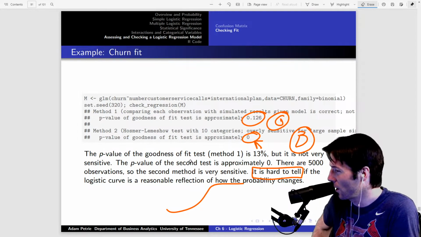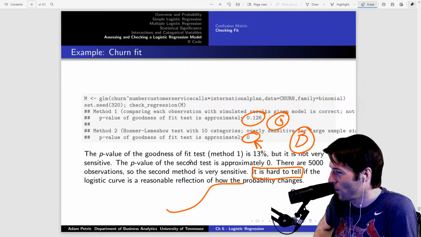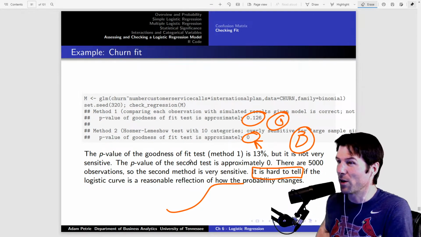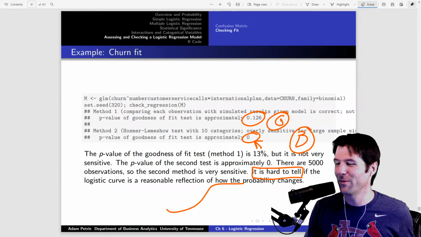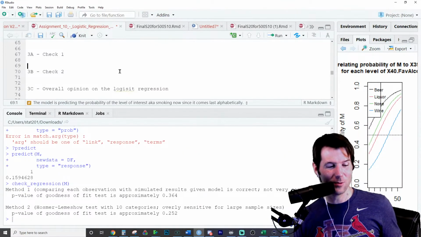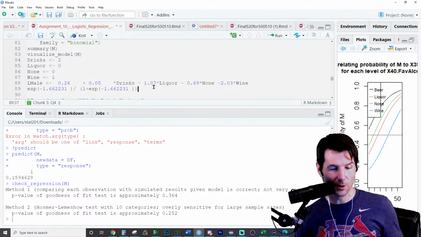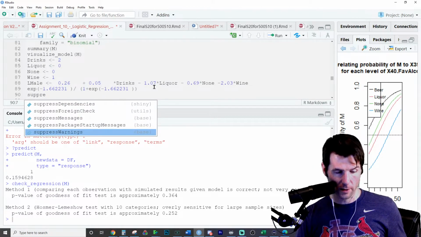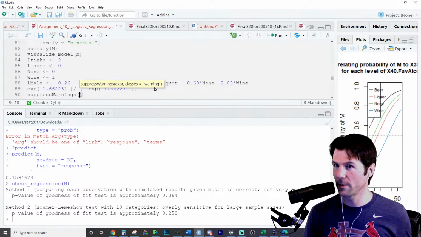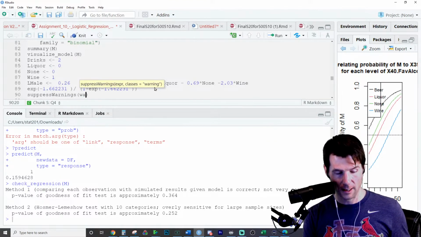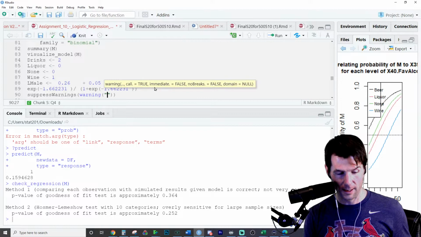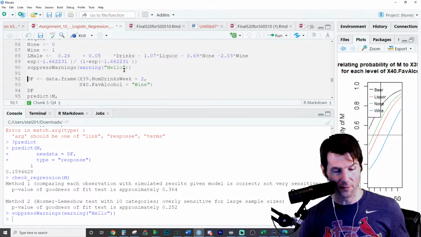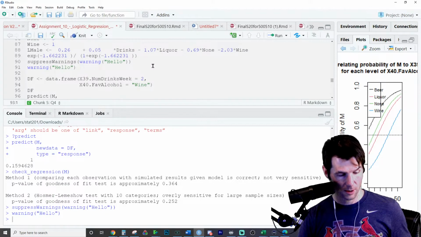Like 200 lines of warning in the chi-squared, new sample chi-squared approximation may be incorrect. Suppress warnings. A good way to remove that is to throw in a little bit of suppress warnings. So those are warnings. You can suppress messages. You can suppress warnings to be like, I don't want to see that. And then if I were to put in here warning, hello, it's going to stop that from printing. But this should print out a warning message. It doesn't want to do it.